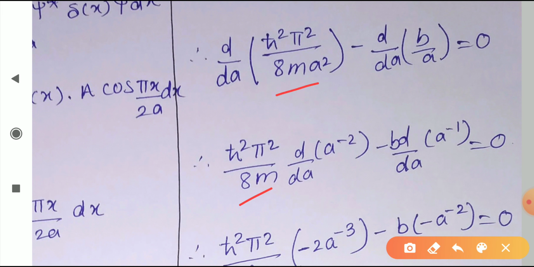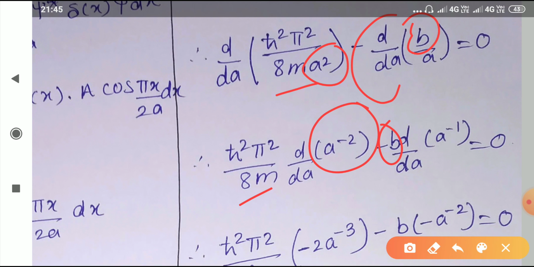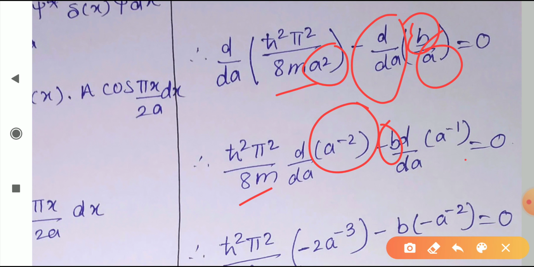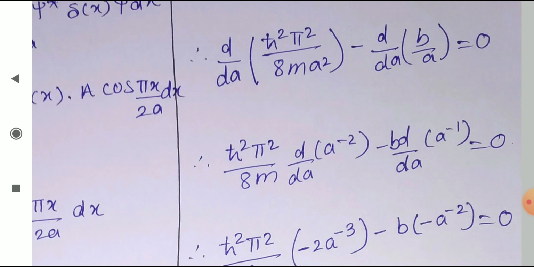Then the derivative of 1 upon a² we have to find. So 1 upon a² I can write as a raised to minus 2. Now b I can take outside. So the derivative with respect to a, that we have to find out. Clear? That is a raised to minus 2, plus b times derivative of a inverse, which equals 0. This we have to find out.